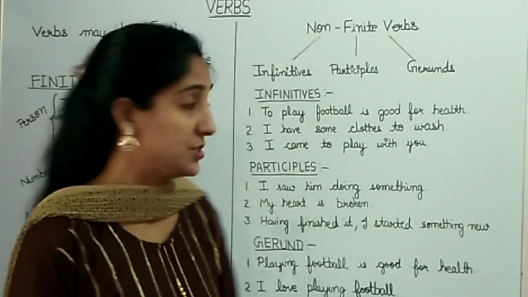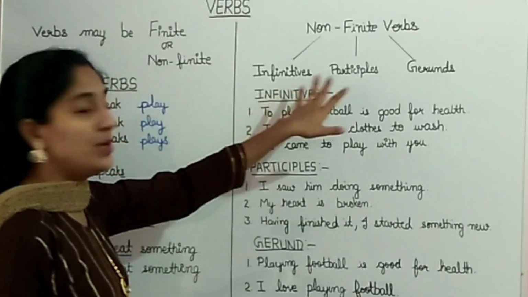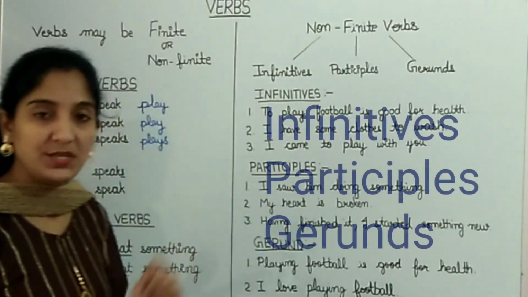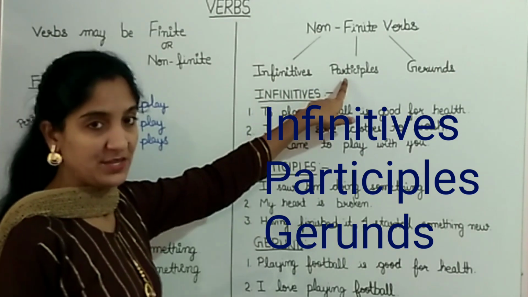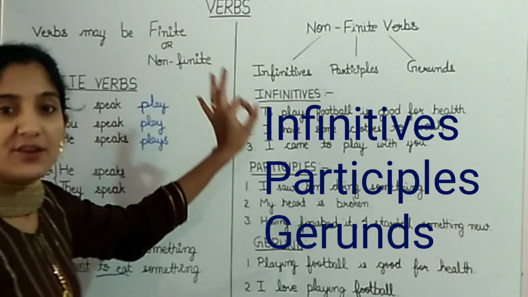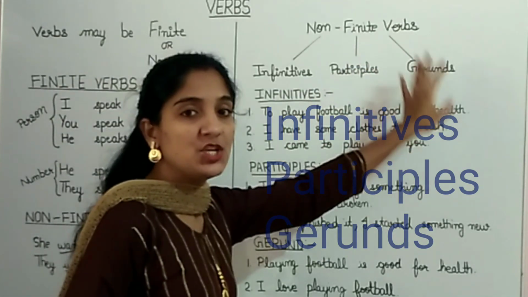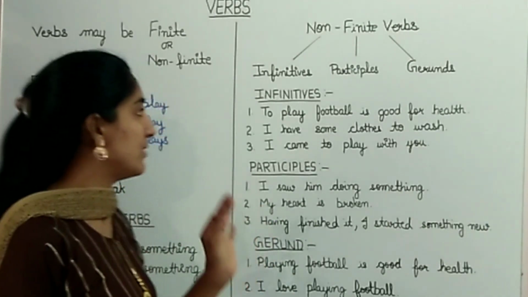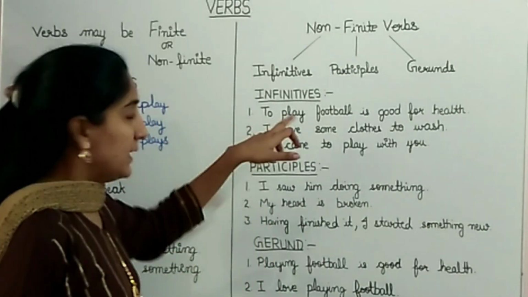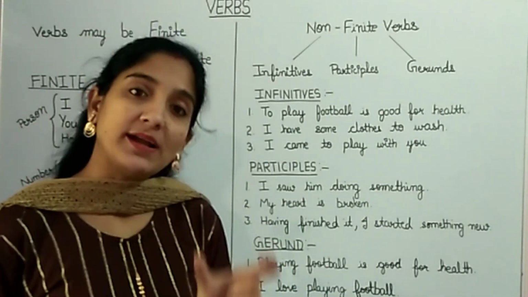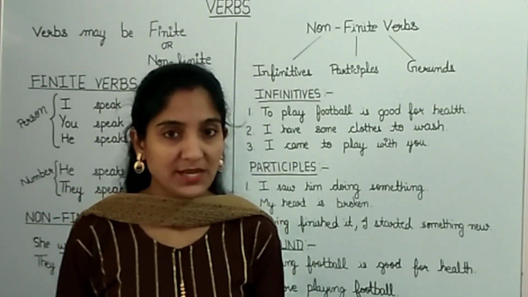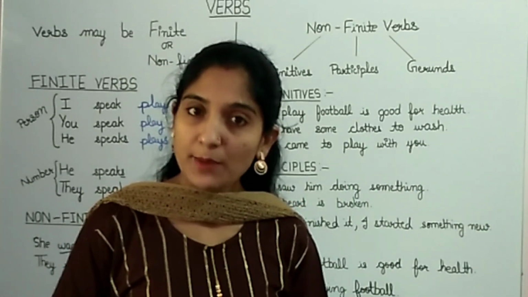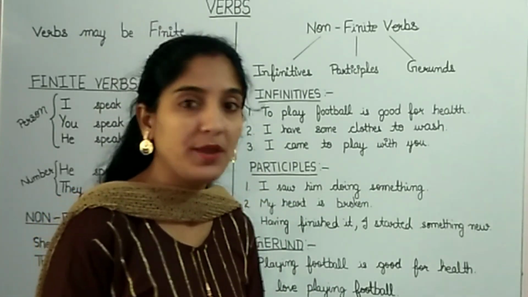So here there are three types of non-finite verbs. Non-finite verbs are of three types: infinitives, participles, gerunds. The first one is infinitives. Now, as you have learned about the parts of a sentence, subject and predicate. Now, the subject may be a noun or a pronoun.